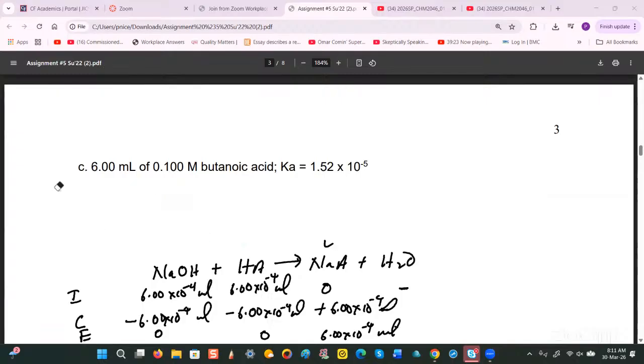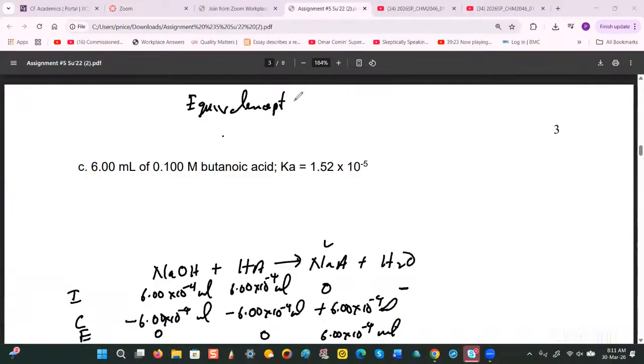Okay, so what we have calculated so far is the number of moles of sodium butanoate that will be present. And by the way, this here, where the amount of sodium hydroxide and the amount of the acid is stoichiometrically equivalent, we call that the equivalence point, right?